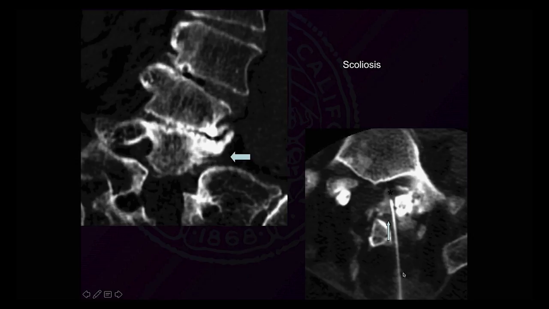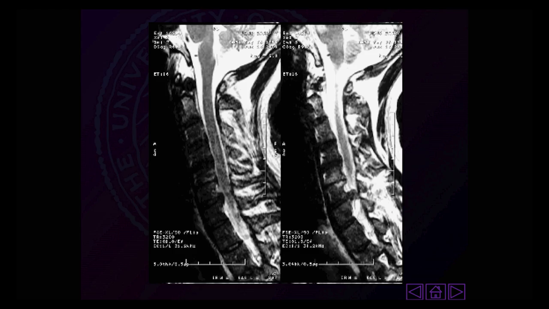Under CT, we can see a safe way to get to that epidural space and the nerve right in its foramen. So again, spinal deformity, post-operative anatomy can all be very complicated and preclude the usual pathways that one might expect to get to under regular x-ray. And CT is definitely helpful in these patients.